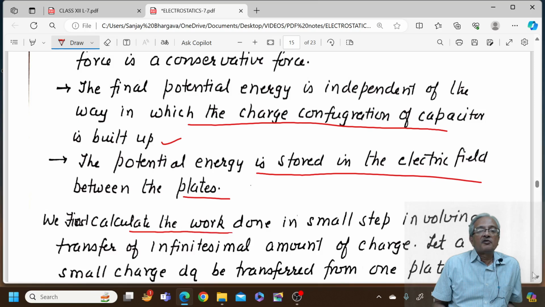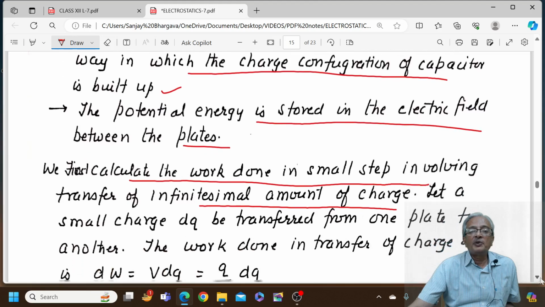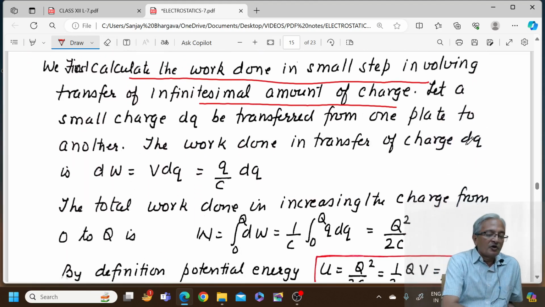We first calculate the work done in a small step involving transfer of an infinitely small amount of charge. Let a small charge dq be transferred from one plate to another. So work done in the transfer of charge dq would be given by dW equals V times dq. V is q upon C.